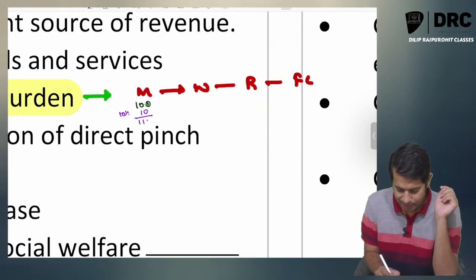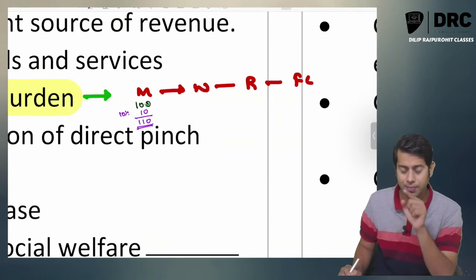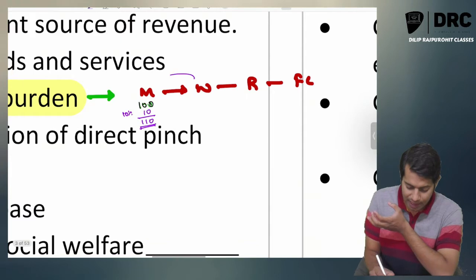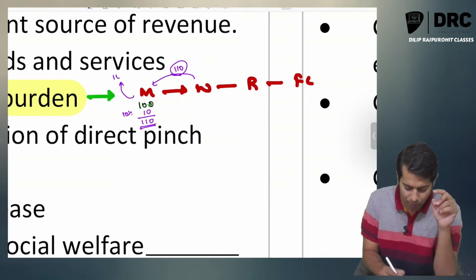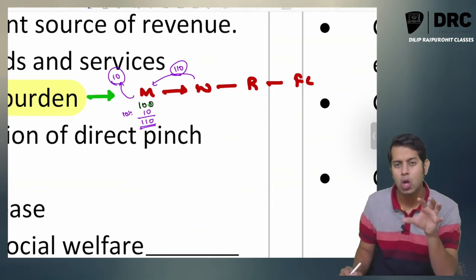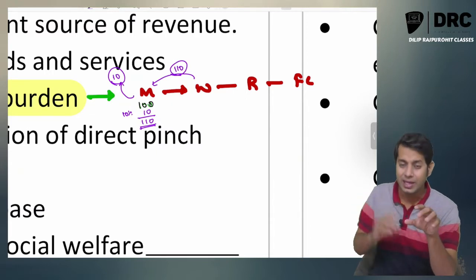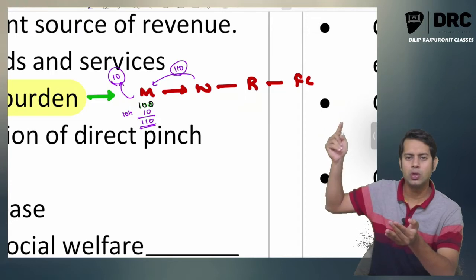So he will collect 10 rupees as tax. So the manufacturer will collect from the wholesaler. If the wholesaler wants this product, he will have to pay how much? He will have to pay 110 rupees. Now this manufacturer is going to pay the 10 rupees to the government. So the manufacturer is not paying the taxes from his own pocket. He is actually collecting it from the wholesaler and then remitting it to the government.